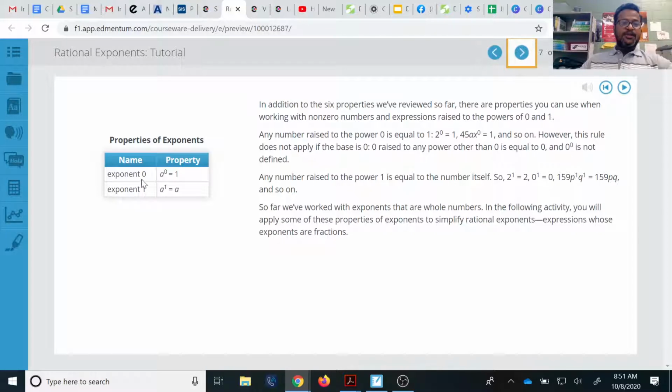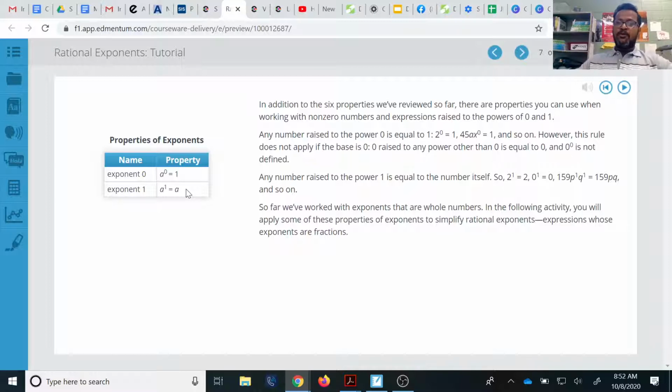And the final properties: exponent 0. If you have a power of 0 for any base, the answer is invariably 1. Remember? So it could be 45ax to the 0 equals 1. 2 to the 0 is 1. Anything to the 0 is 1. An exponent of 1: if you don't find an exponent on a certain term, the exponent is understood to be just 1. So don't assume it to be 0 if we do not find an exponent or power on a base.